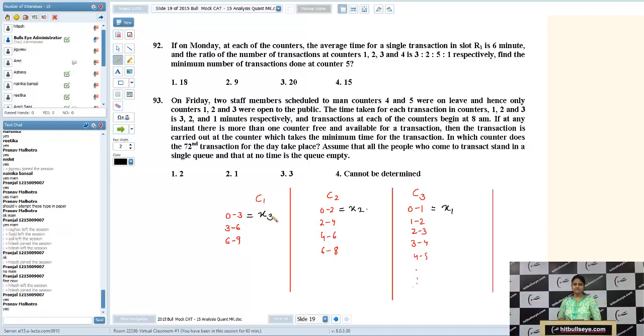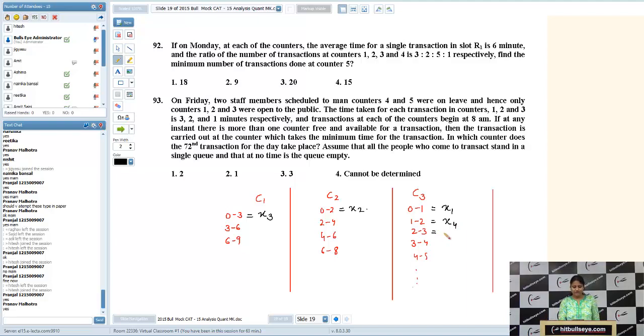Now come to transaction number 4. Since counter number 1 is busy, it will take 3 minutes to carry transaction number 3, X3. Counter number 2 is also busy. So transaction number 4 will take place at counter number 3. Are you comfortable in that? Here is the problem actually. Transaction number 4 will be carried at counter number 3.